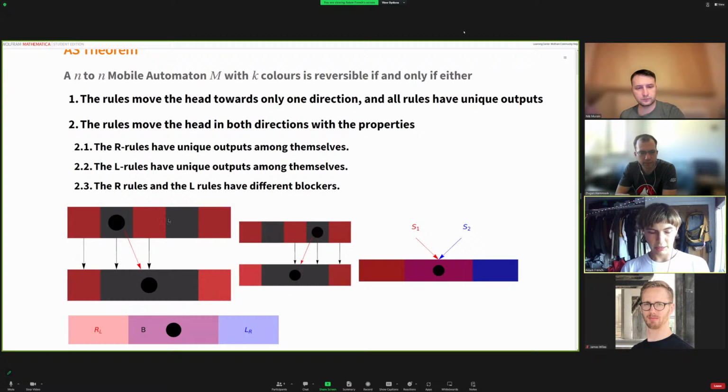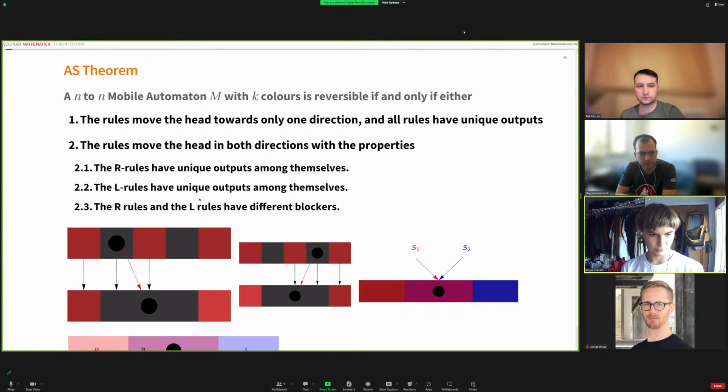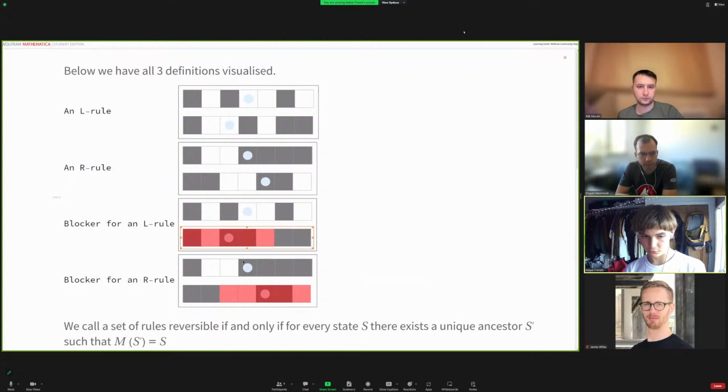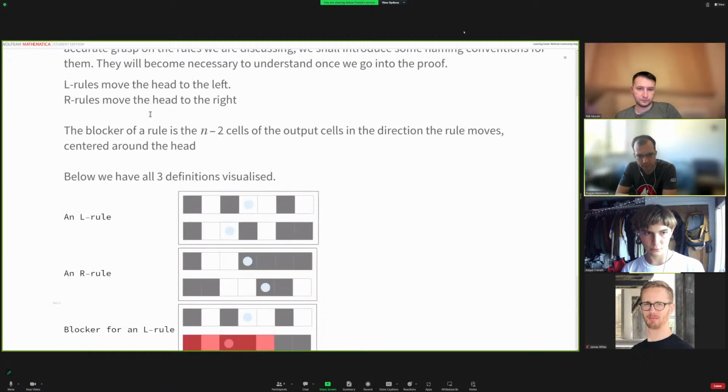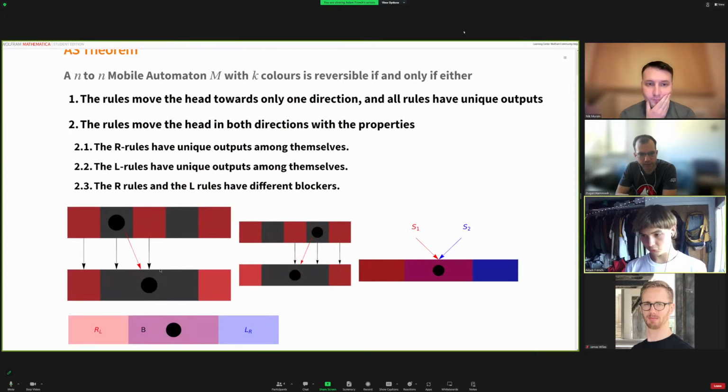And it becomes that if a left rule and a right rule share this blocker region, if both of these cells match for two different rules, then we can't have it be reversible, because we can construct a state that will contradict reversibility. And furthermore, we need all the right rules to have unique outputs, and all the left rules to have unique outputs. Because if this output matches two inputs, then it's ambiguous which of the two inputs we came from.